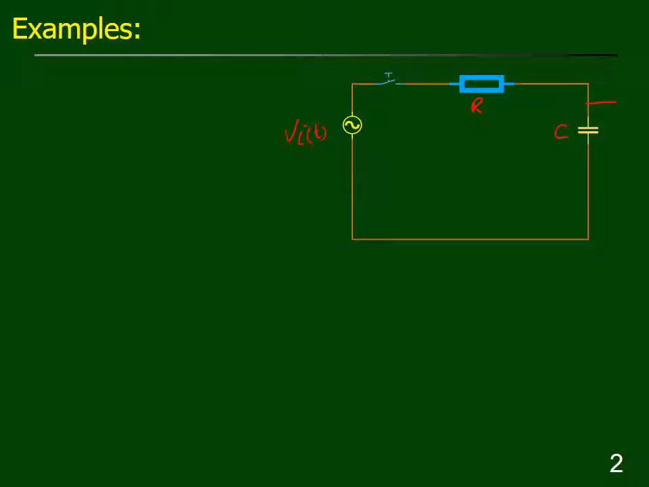We consider voltage across the capacitor is Vc(t). This is the output voltage of the system, and this voltage is a response of the input voltage Vi(t). When we close the switch, a current I will flow through the circuit, and this current is equal to C dVc(t) upon dt. Therefore, the voltage across the resistor is R C dVc(t) upon dt.